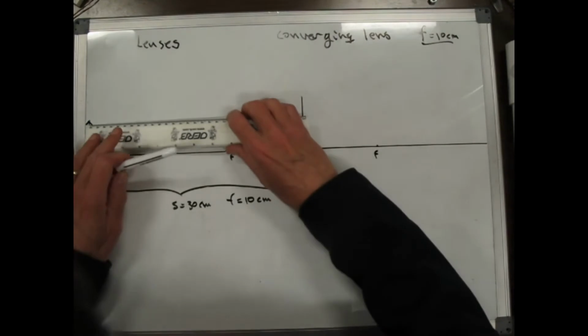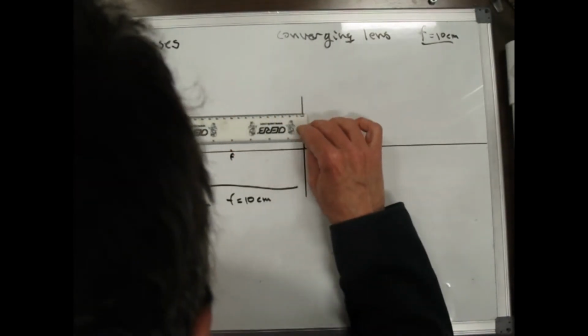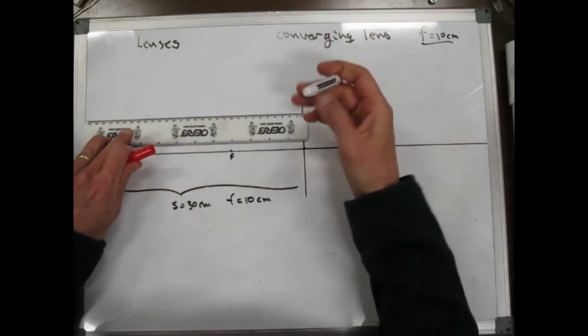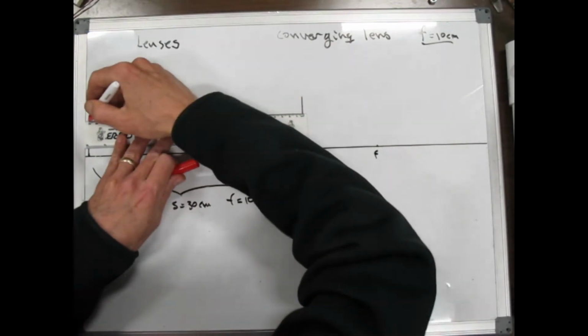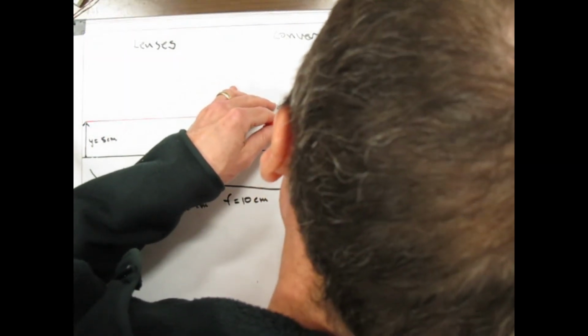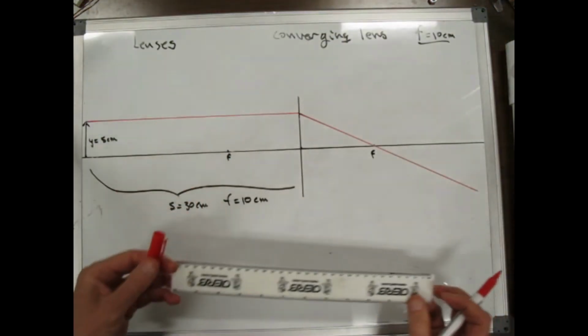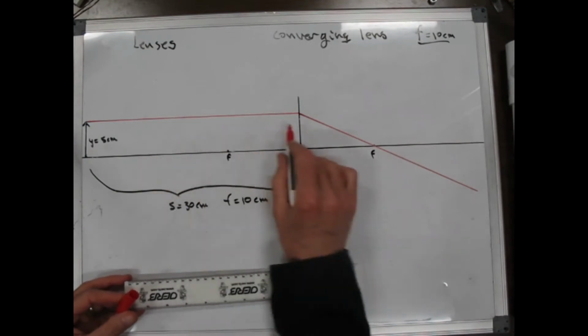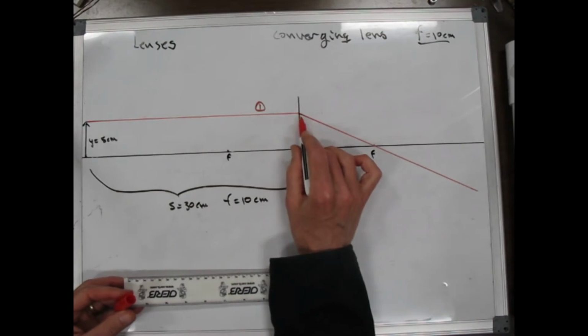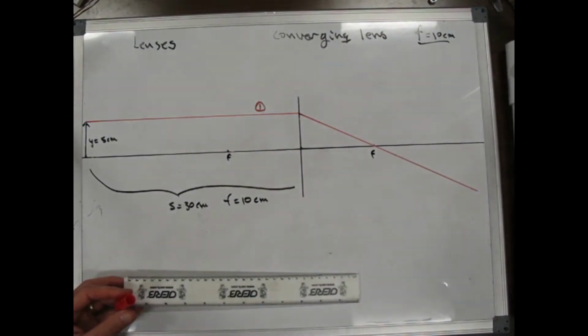So I'm going to take this guy and run him right along here and have a ray parallel to the optic axis. So a ray parallel, this is our ray 1. You can check the last slide. A ray parallel to the optic axis, a principal ray, gets bent through the focal point on the opposite side.